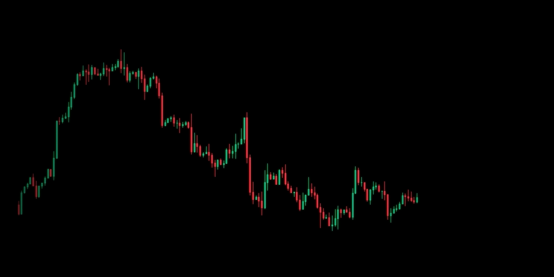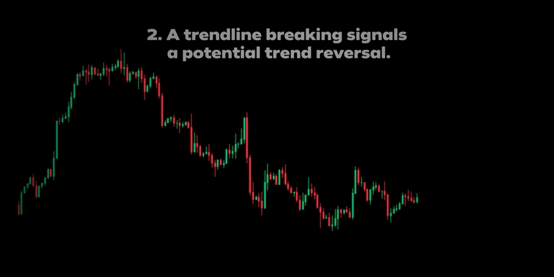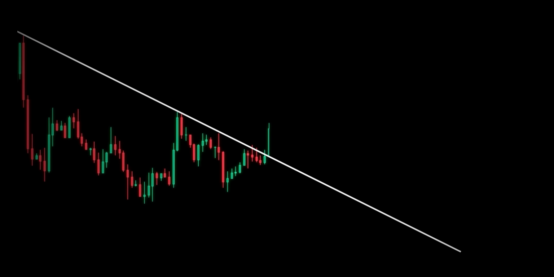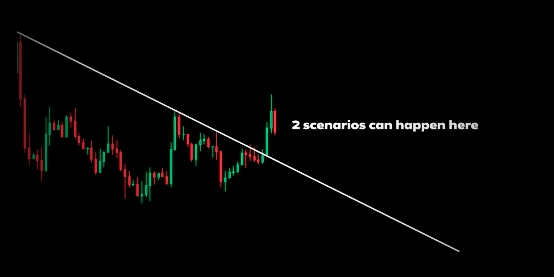You'll need other tools and data to support your decision. The second reason why people use trend lines is because it offers signals or hints to potential trend reversals. Whenever a market breaks through a trend line, it can mean one of two things. The first thing is a fake out.